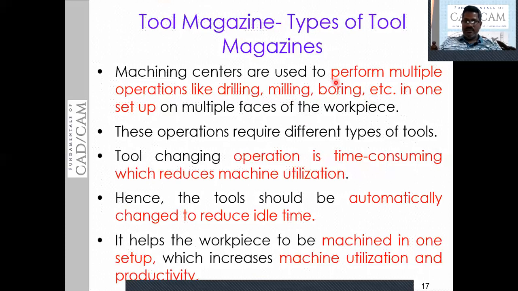This is what happens. If the magazine is not there, and every tool does not have a specified address, the ATC needs to identify the address of the tool itself. So to give the address of the tool, we require some specified location or address.